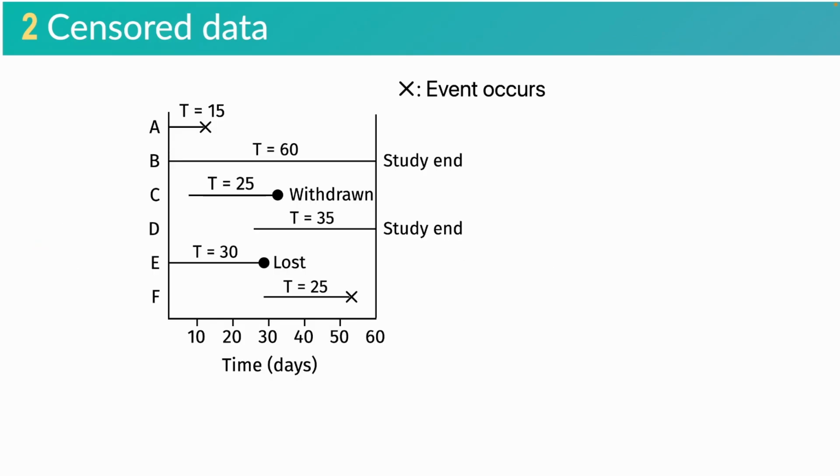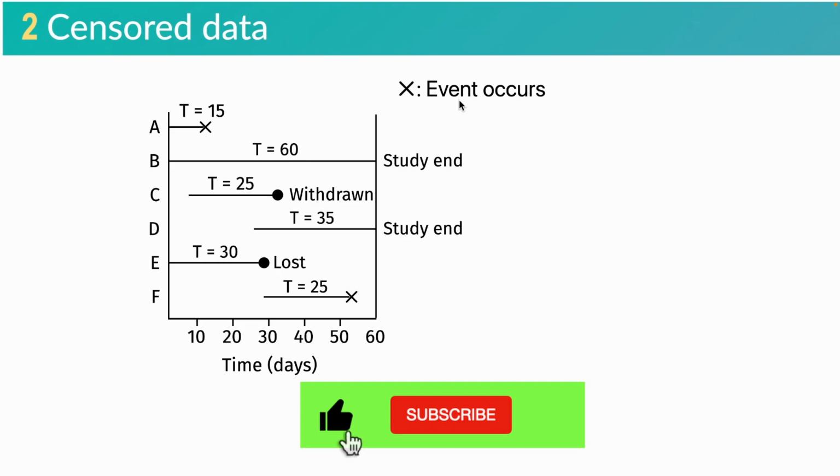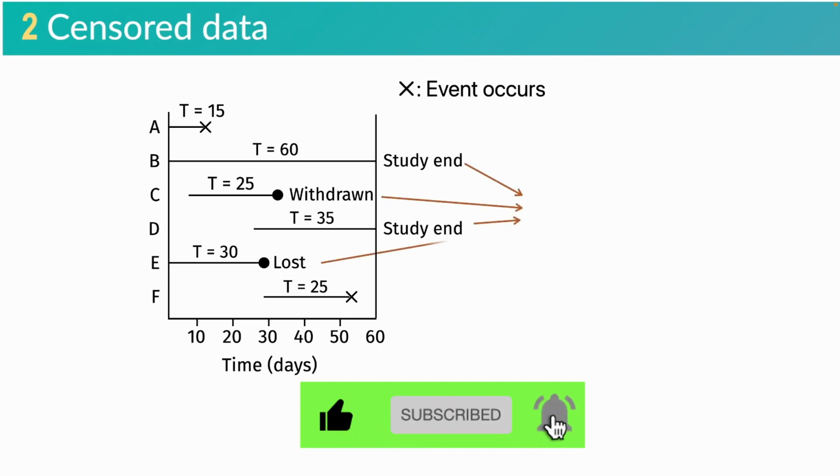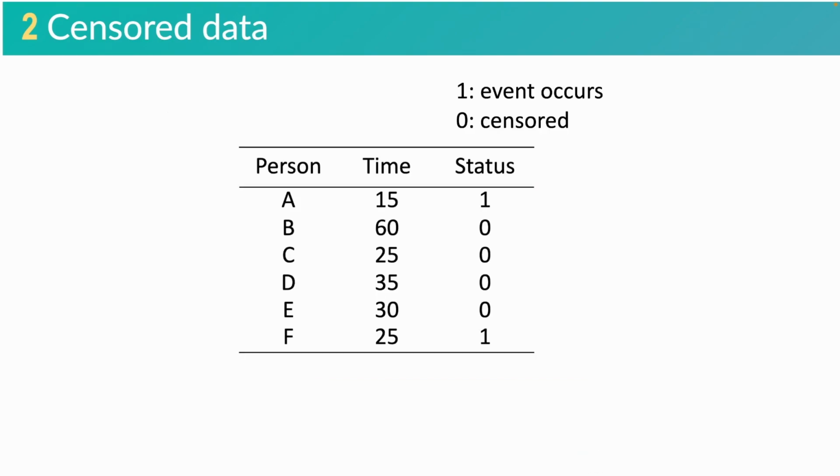In this study, there are 6 persons, and we know the time until the event occurs for person A and F. And these are person A and F. And you can see the cross is a symbol to show the event occurs. However, we do not know exactly the time until the event occurs for persons B, C, D, and E. So the data from these persons are censored data. The censored data are labeled as 0, while the data where we know the time until the event occurs are labeled as 1. So the data above can be arranged in this table.